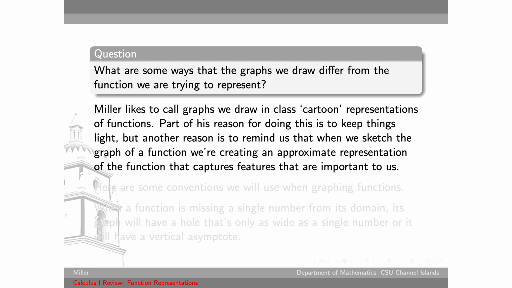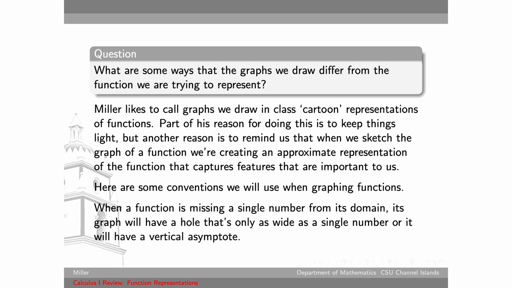Miller likes to call graphs we draw in class cartoon representations of functions. Part of his reason for doing this is to keep things light, but another reason is to remind us that when we sketch the graph of a function, we're creating an approximate representation of a function that captures features that are important to us. In the next few slides are some conventions we use when graphing functions.